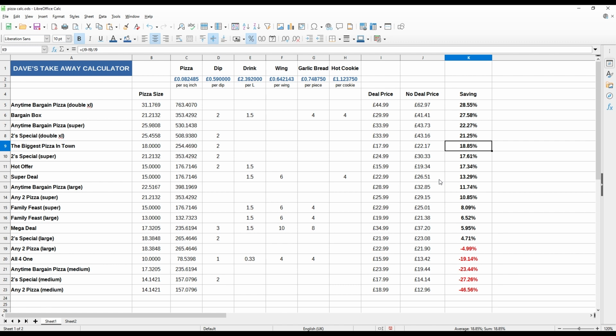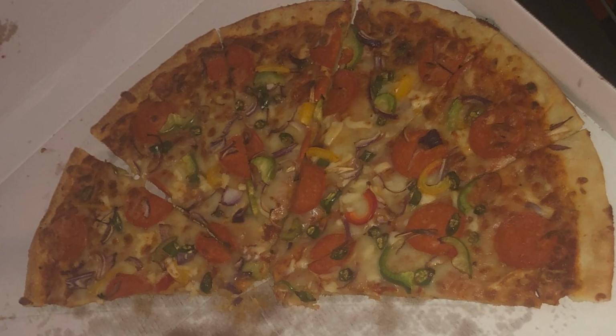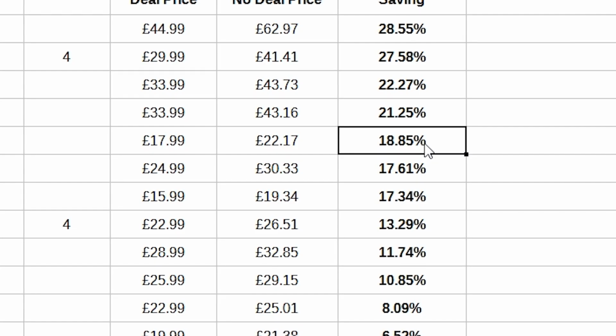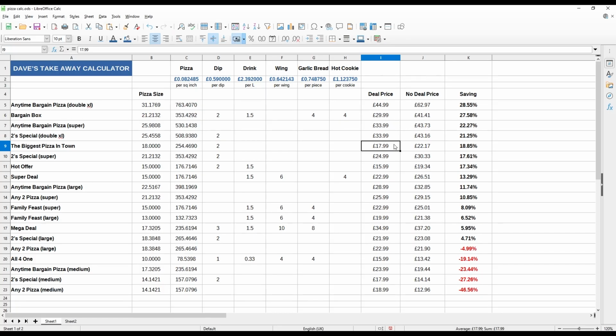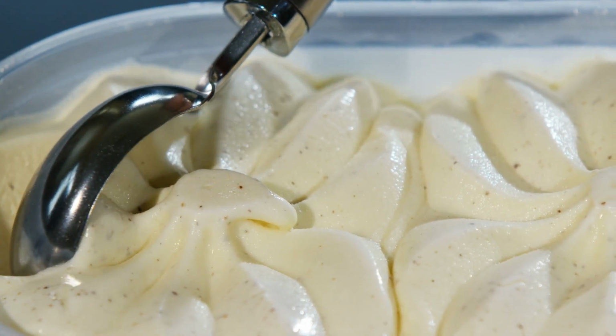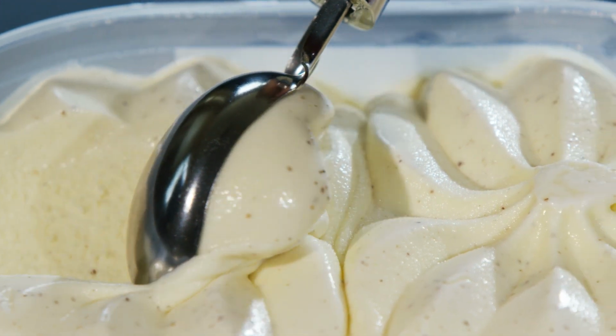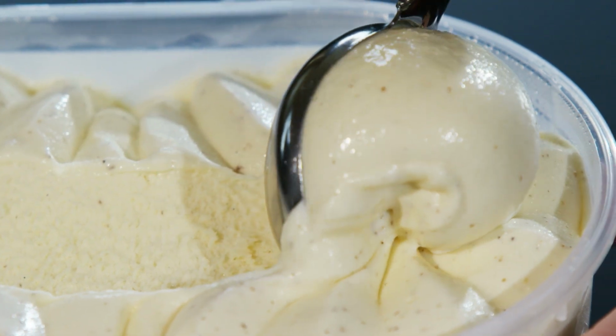Now, it took me approximately an hour and a half to get all the data in, and I did the survey, and then in the end I actually went for the biggest pizza in town, because of the 18.85% saving, and it was £17.99. But in the end, at the checkout, it said, do you want some ice cream for £6.99? I thought, why not? And I just pressed the button and ordered it anyway. So I threw all of my calculations out the window. I'm glad I got the ice cream, because I need the extra calories after burning so many doing this.